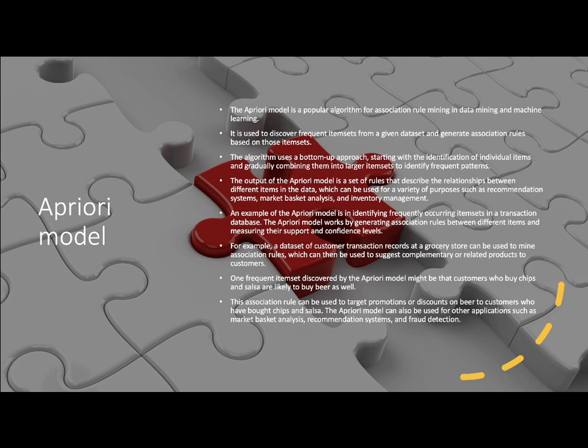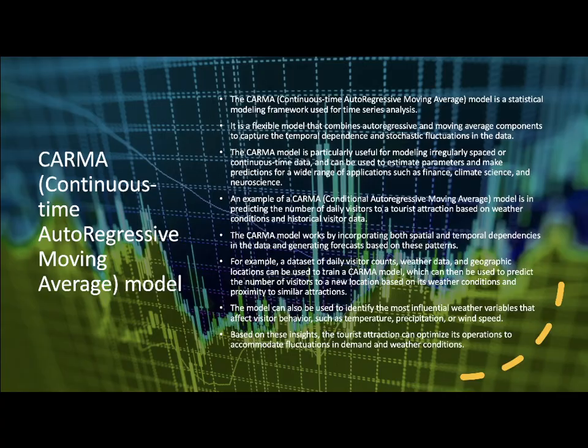As you can see in the example here, data sets of customer transaction records at a grocery store can be used to mine association rules, which can then be used to suggest complementary or related products to the customer. Same goes with the previous one. And next one is the CARMA, the continuous time auto-regressive moving average model. The name is quite complicated, but it is also a statistical modeling framework used for time series analysis.